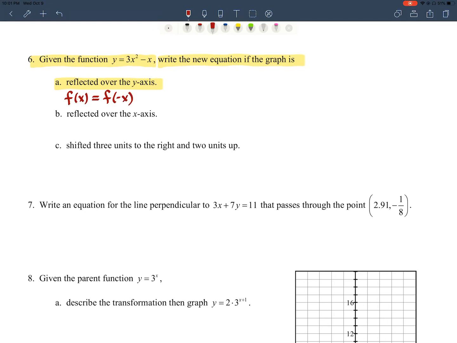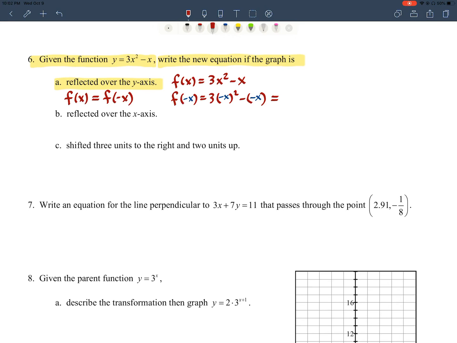In which case, if we take our original function that we have there, we could call it f of x equals 3x squared minus x. And what we're going to do here is take it and switch it and say f of negative x is equal to 3 times negative x to the second power minus a negative x. And we just need to simplify that there.